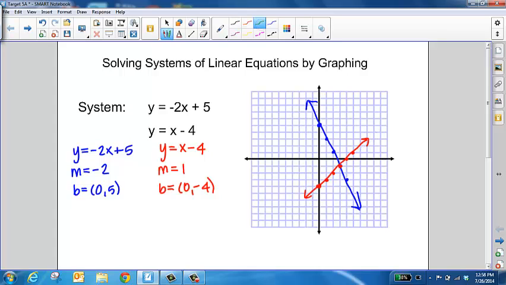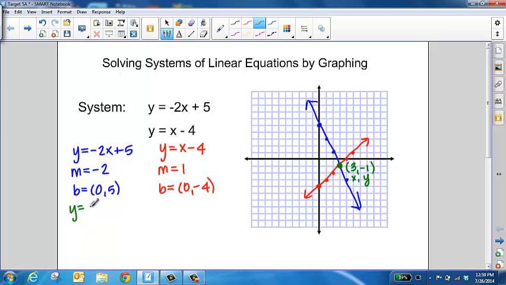So as you can see, if you look at the graph, the two lines intersect right here at this point. So the solution to the system would be (3, negative 1). Now you should always go back and check to make sure that you have the correct intersection point by substituting in the ordered pair for x and y into both equations, and make sure that they work.